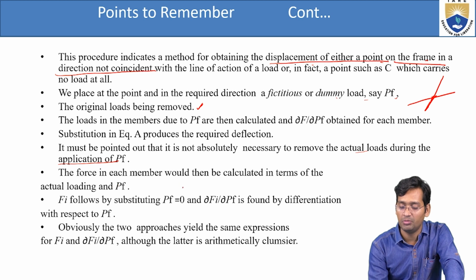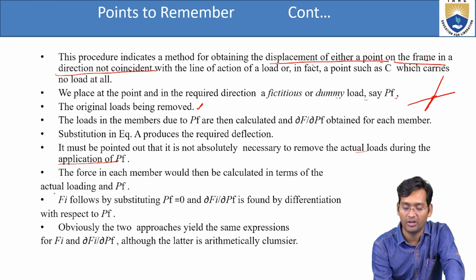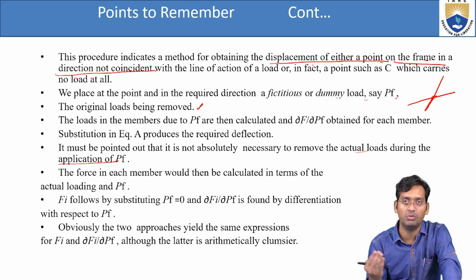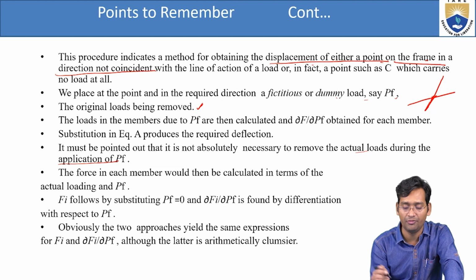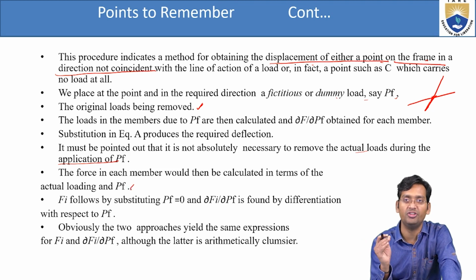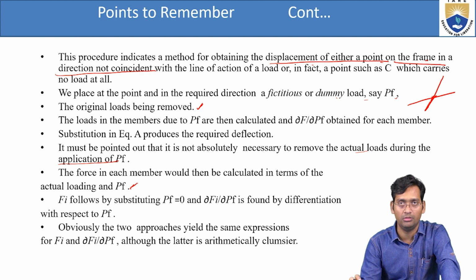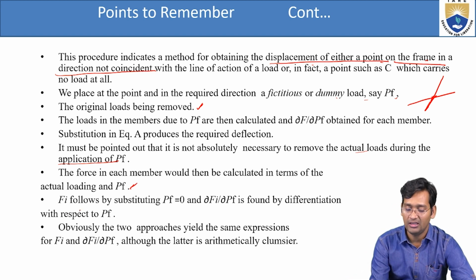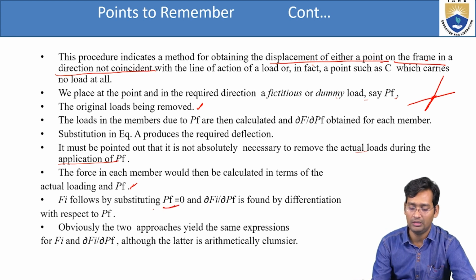The force in each member would then be calculated in terms of the actual loading and PF. Now, first find the force in each member, and next in terms of PF also, meaning when the actual load is acting and when PF is applied, what will be the load in each member. Fi follows by substituting PF equals 0. Because PF is the fixed load, put that value as 0.